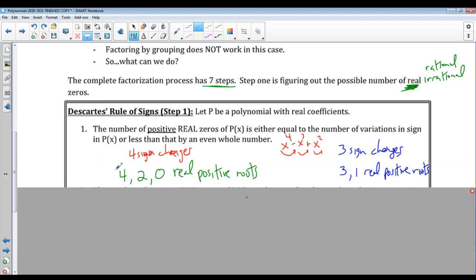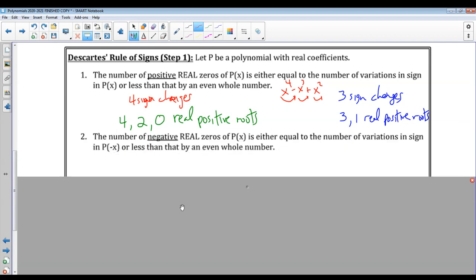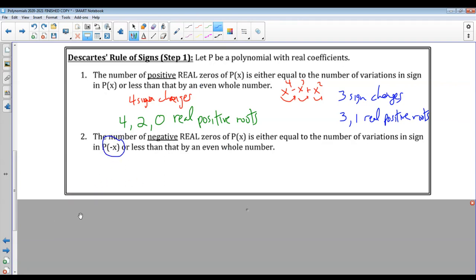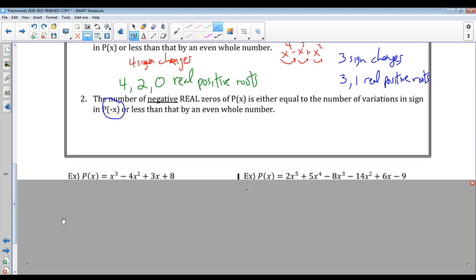So if there's 4 roots, four sign changes, 4 positive roots, why does it have to jump down from 4 to 2? Why can't there be 4, 3, 2, 1, or 0? So think about that. And then we can do the same thing to find the number of negative real roots of a polynomial. It's the same thing. It's the number of changes in sign. But we have to evaluate p of negative x to find out the number of negative real roots.